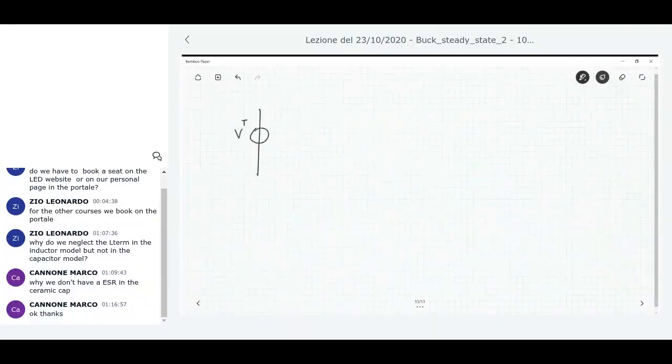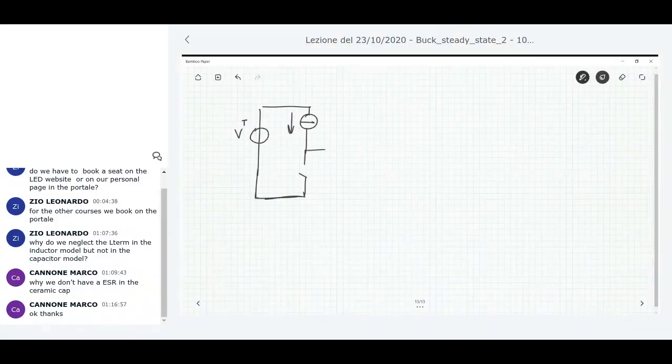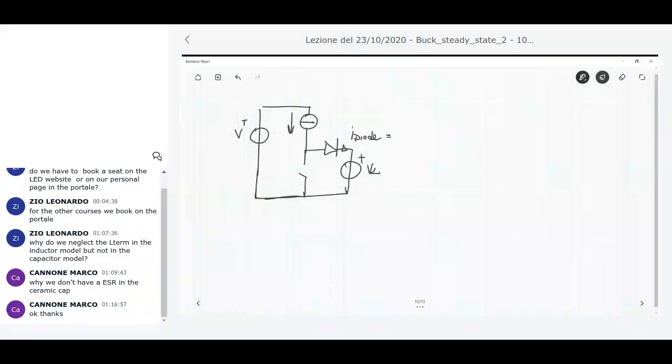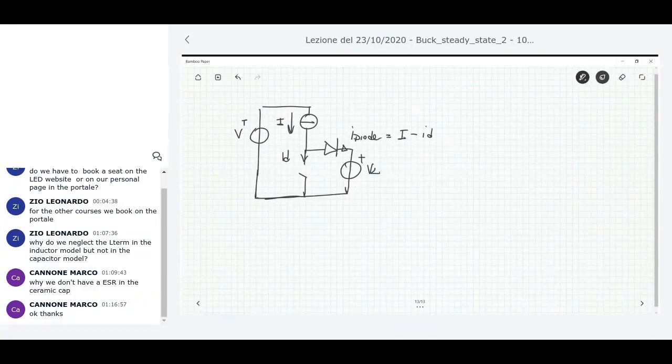The current source, the MOSFET, diode, VC. The current I diode is what? This is the current through the drain of the MOSFET. This is the current I. So the current I diode is I minus I drain of the MOSFET.